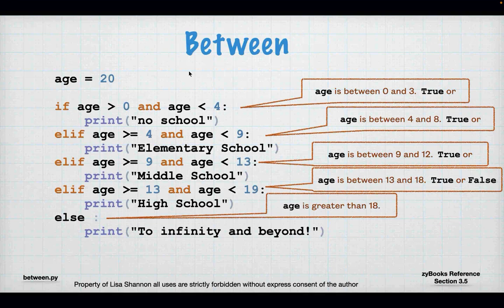So if I'm looking at this, and this is also, you see if, elif, elif, elif, else. So that is what we have here. We have age is greater than 0 and age is less than 4. So what I'm saying is, if I take 0 and I take 4, does age sit between them? So that would mean that 1, 2, and 3 would evaluate to true for the if statement. And I would say no school. And then I go back and I'm looking at age again. And I'm going to say, okay, is age greater than or equal to 4 and age less than 9?